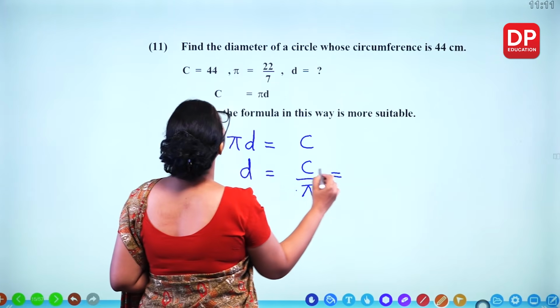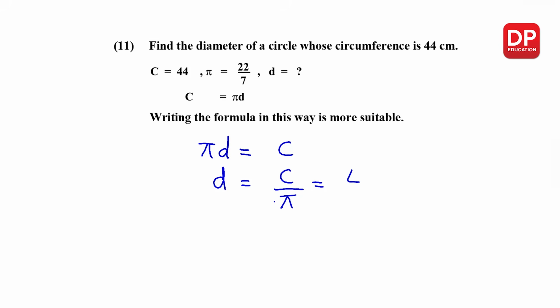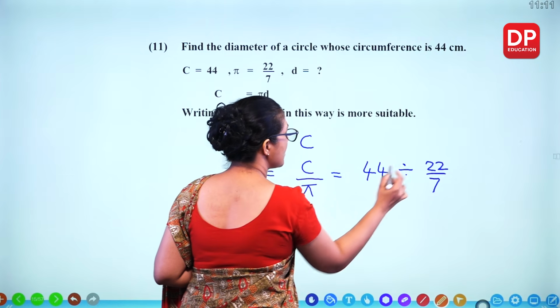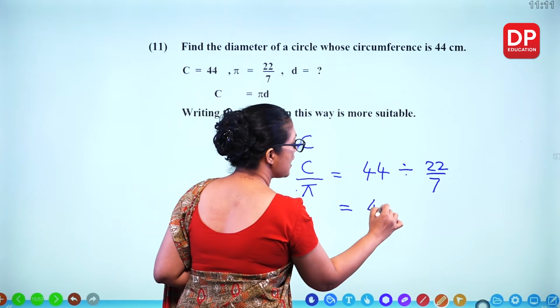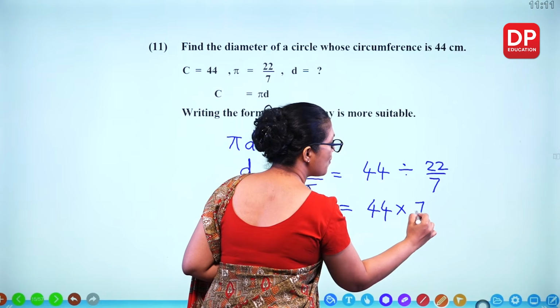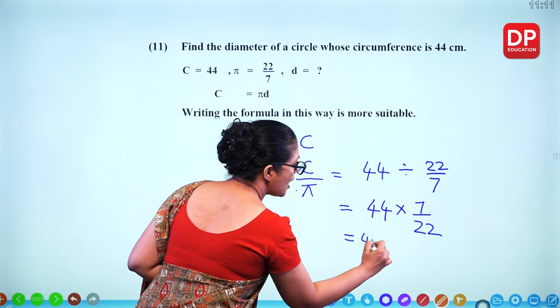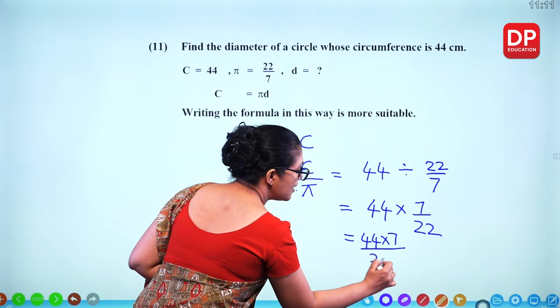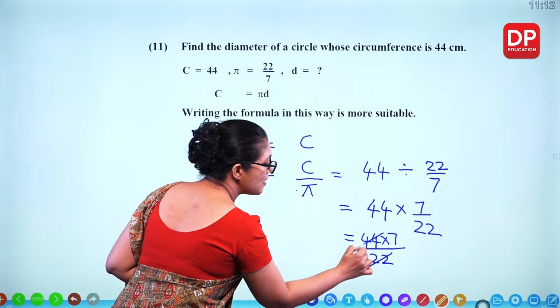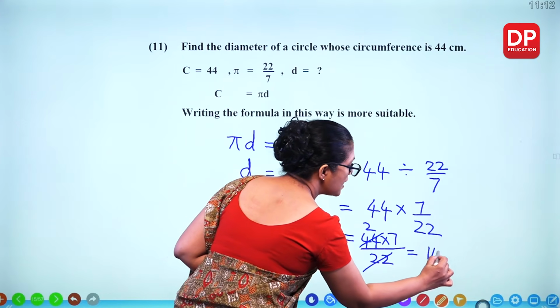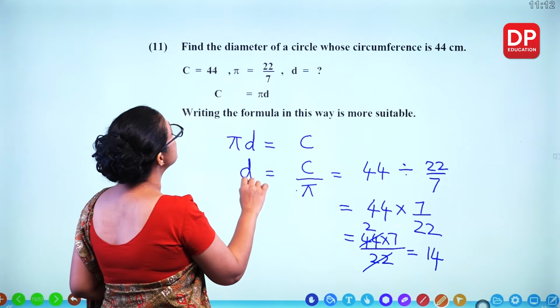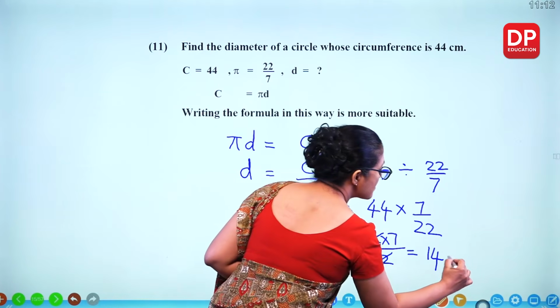So C is 44, divide by pi value, pi 22/7. This is division. You can convert to multiplication by taking the reciprocal. Then 44 times 7 in the numerator and 22 in the denominator. When you simplify, you get 14 is the diameter of this circle. That's centimeters.